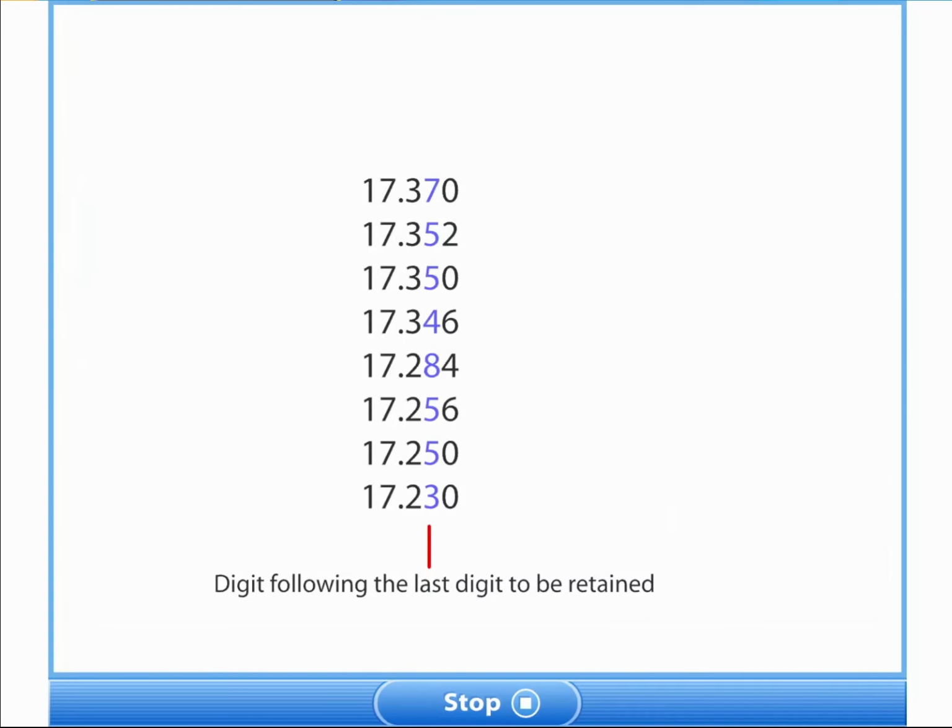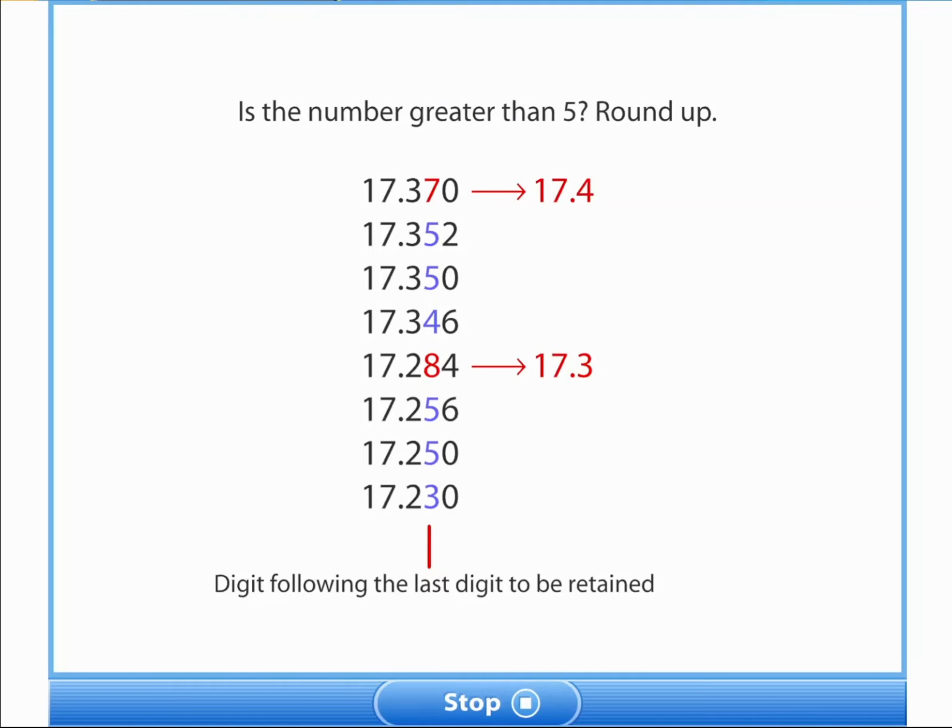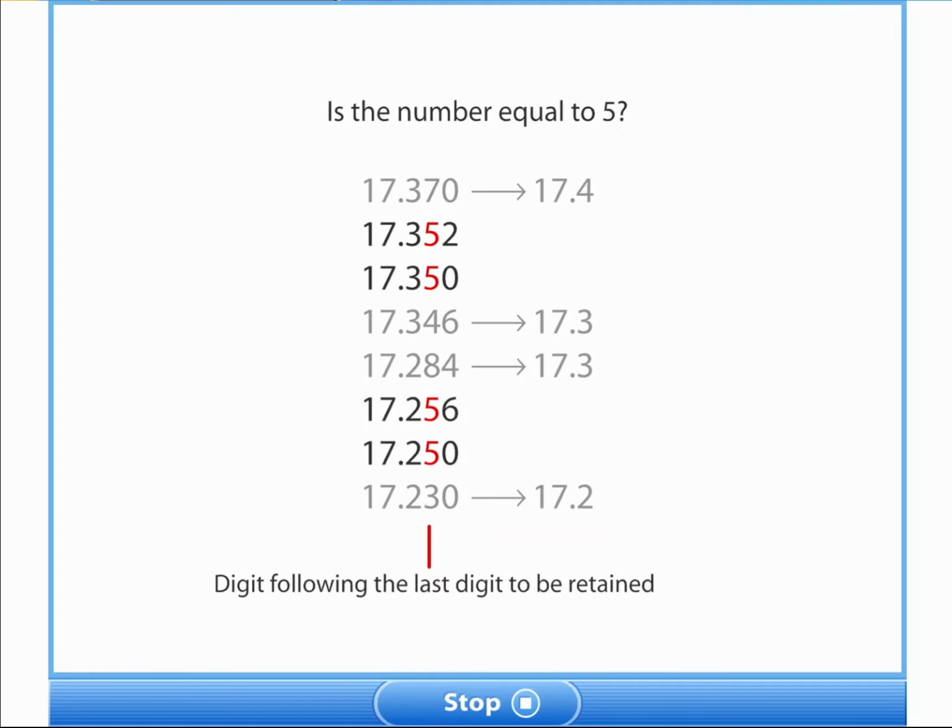Once we find the digit following the last digit to be kept based on the rules for significant figures, we ask the following questions. Is this number greater than 5? If so, we round up. Is this number less than 5? If so, we round down. Is this number equal to 5? If so, we have more questions to ask.